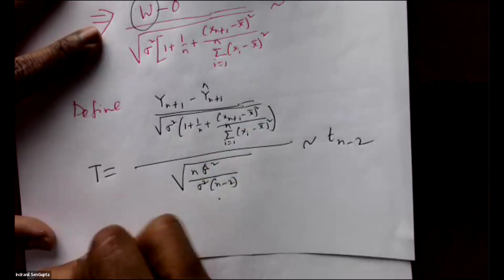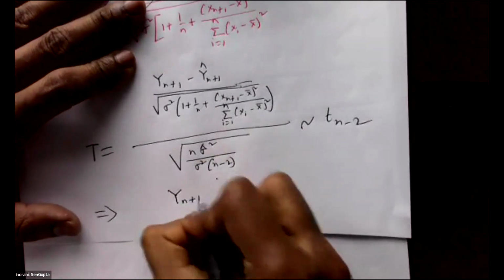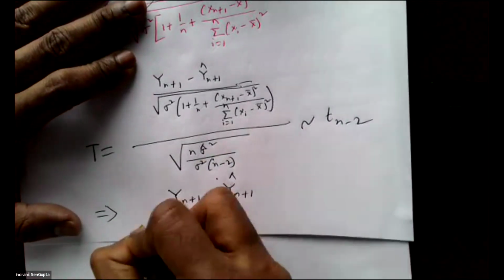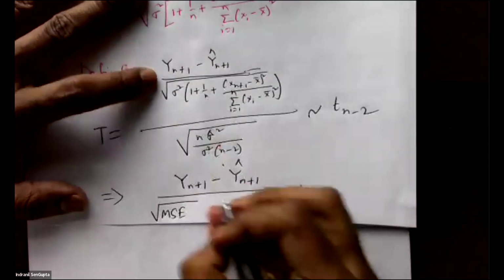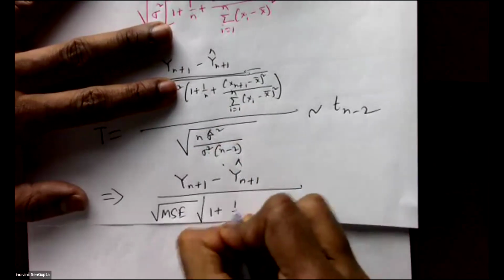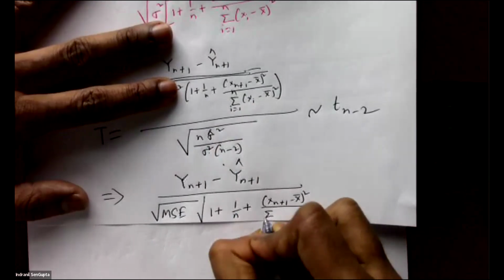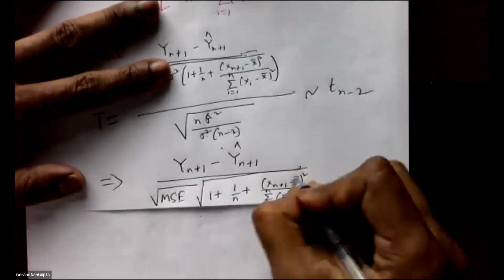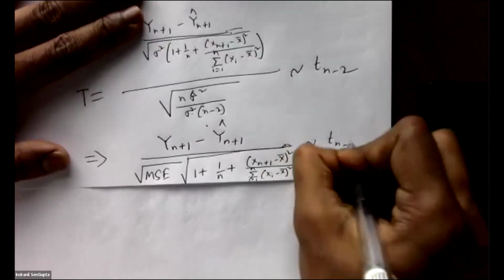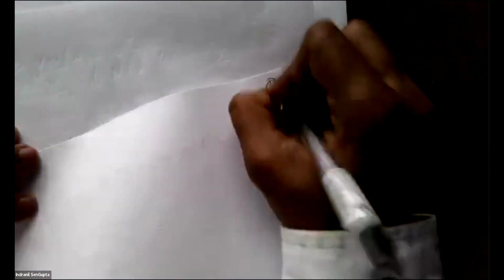And if you simplify, you'll get something like this with the MSE: yn plus 1 minus yn plus 1 hat over the square root of MSE times 1 plus 1 over n plus xn plus 1 minus x bar squared over the summation i from 1 to n of xi minus x bar squared. In terms of MSE, sigma squared gets cancelled. So this follows t of n minus 2. Just like before. We have done this one time, so let's do it one more time.